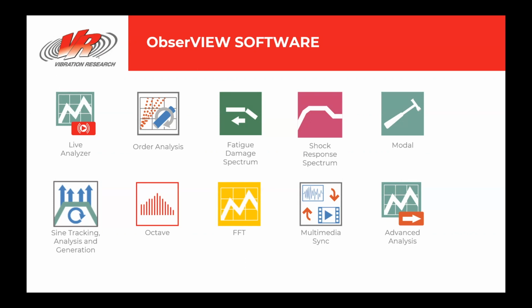It can perform operations such as cut, copy, or paste, and allows adjustments of transition fade options. However, ObserveView also offers many opportunities for analysis. Additional software options include modal testing, octave analysis, PSD, FFT and spectrogram analysis, order analysis, sine-on-random test generation, fatigue damage spectrum, test spectrum generation, live FDS, and shock response spectrum. We'll be using ObserveView software in our case study today.